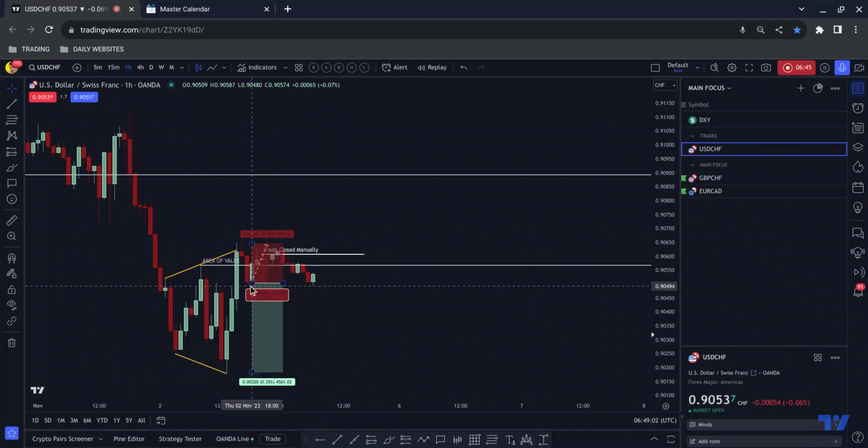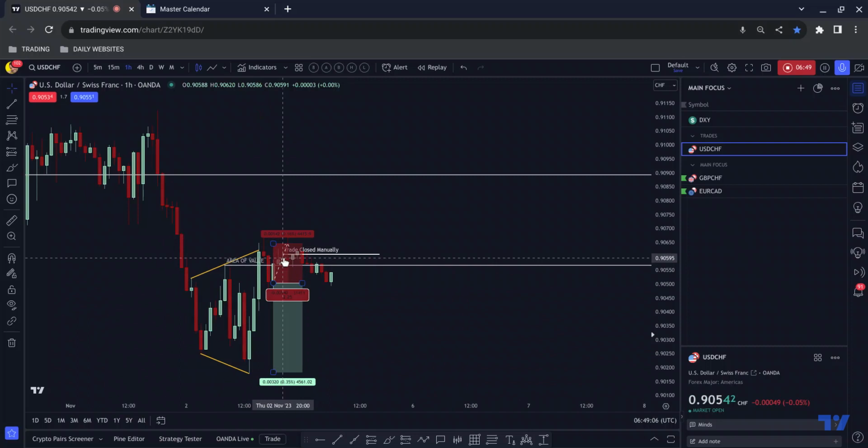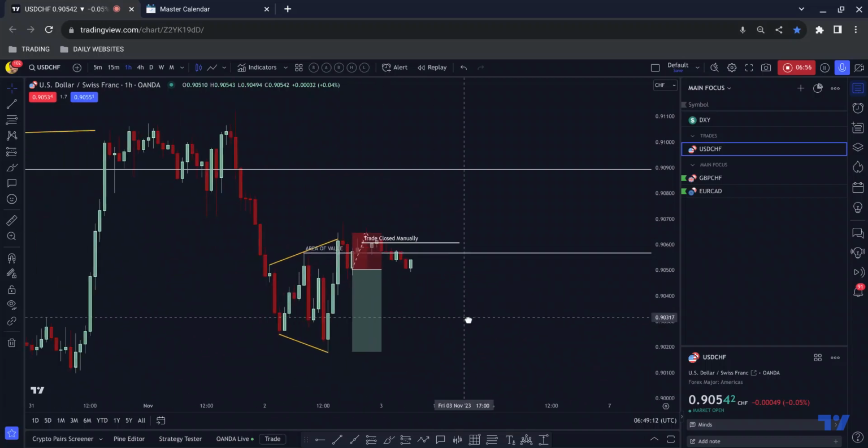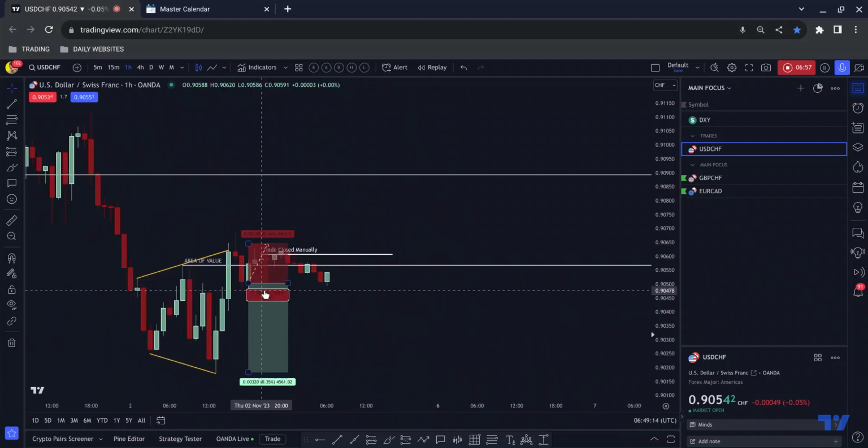I was literally just wicked in, and then price pushed up here, and it was just trickling around, so we didn't get the momentum come in. And then I closed this manually here, I think literally at about 5 minutes to 9.